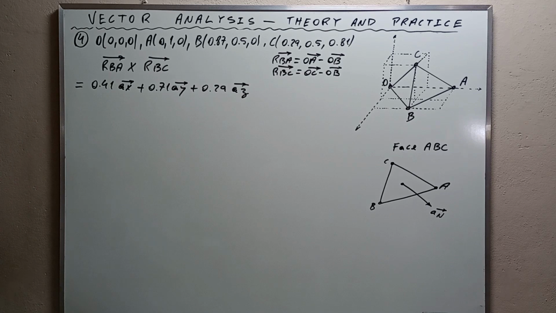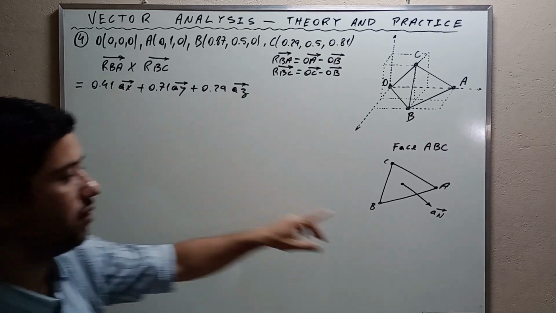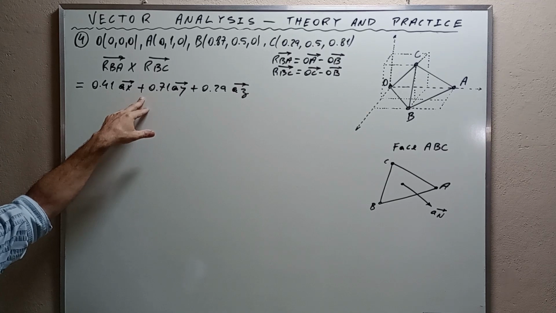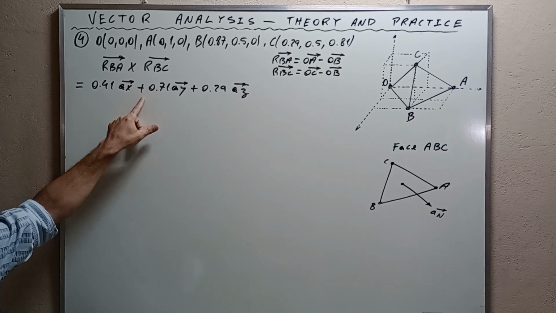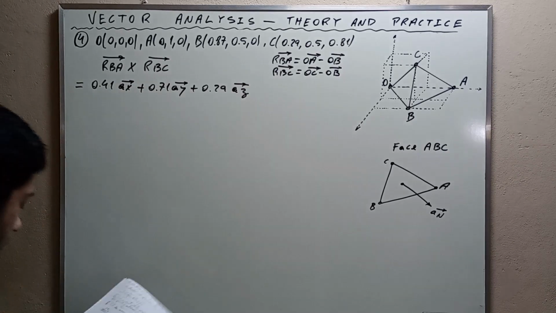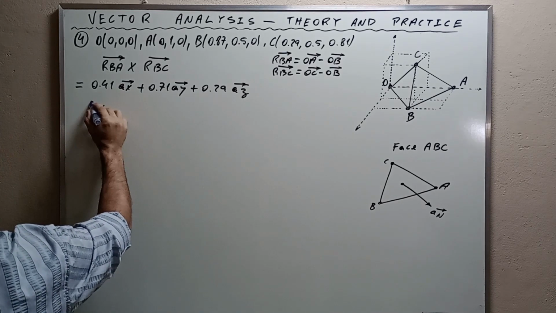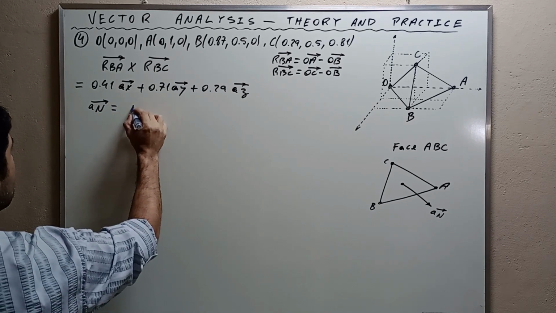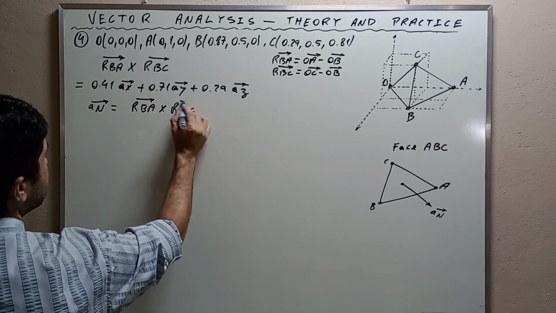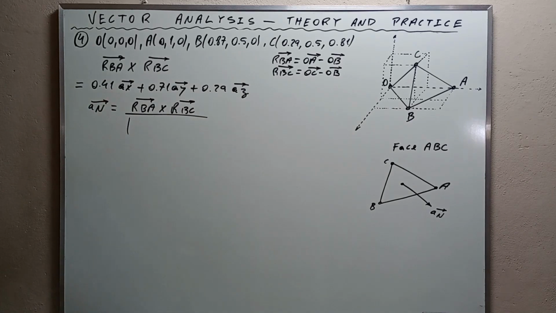And to calculate the unit vector in the direction of this vector here, we simply divide this very vector by the magnitude of the vector, okay? AN is going to be the cross product divided by the magnitude of the vector resulting from the cross product.